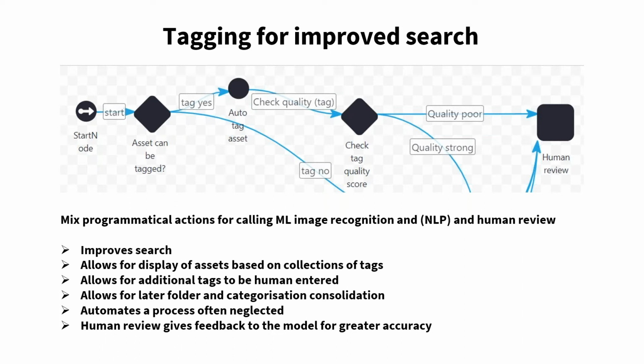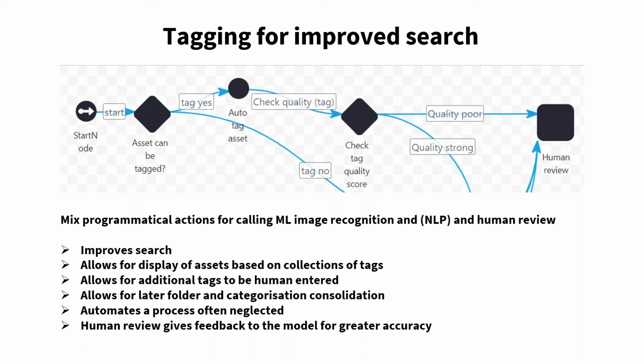So we go through the human review process, and if the human agrees, we then send another service call to Google and say, Google, you were right. That then becomes a learning circle. So this is going to improve search. It's going to allow us to display the assets based on tags, not just categories. It's also going to allow additional tags to be entered by humans, because that's something you can do with a good digital experience platform.